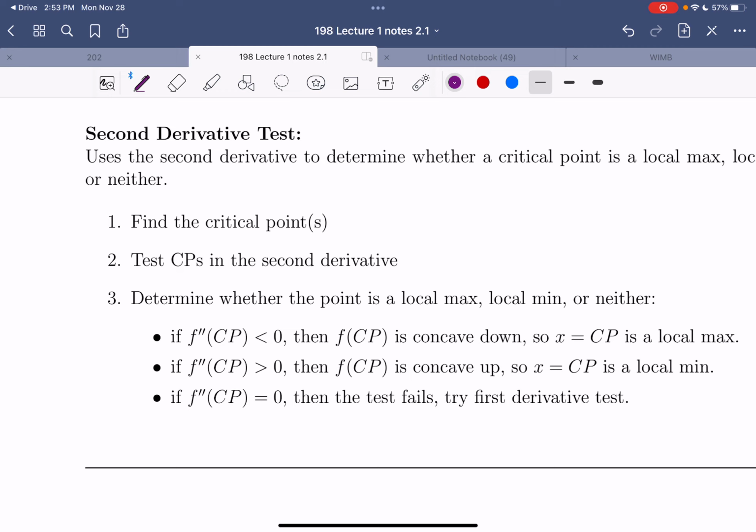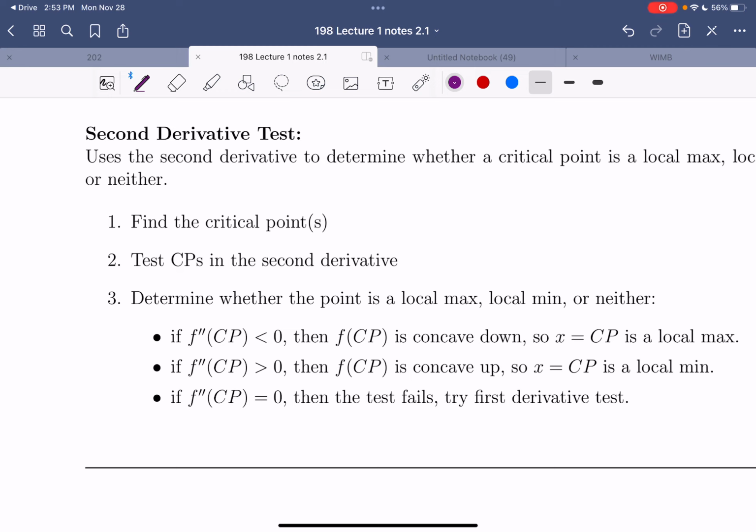So again, the second derivative test does the same thing the first derivative test does. Instead, it uses the second derivative to determine whether a critical point is a local max, local min, or neither. So here's what we need to do. Again, first step is to find the critical points. Then last time we had to set up intervals and pick other points and test things all over the place. Don't have to do that here. We get to cut to the chase and just test those critical points.